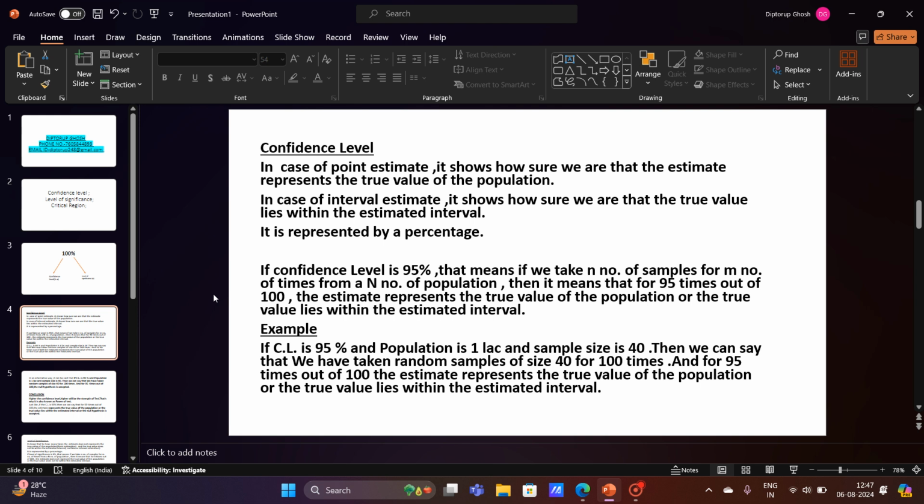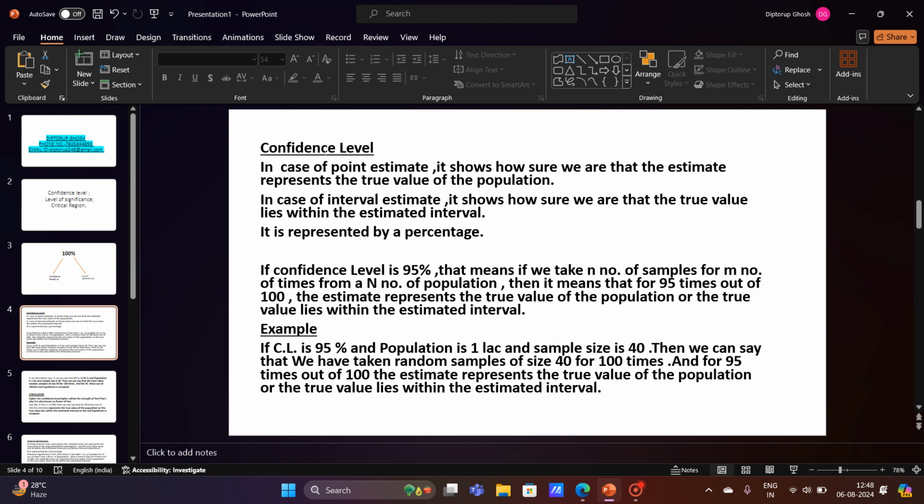In case of interval estimate, it shows how sure we are that the true value that we have estimated lies within an estimated interval. Here this true value is nothing but the population value. In case of point estimate also, the true value is nothing but the population value. So the confidence level is telling us how sure we are that the true value or the population value is being represented by the estimate or by the estimated interval.